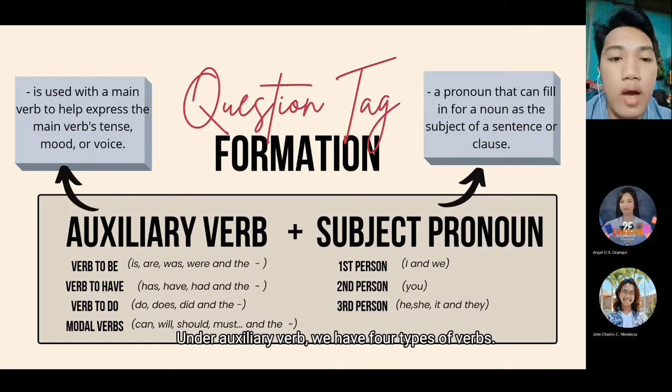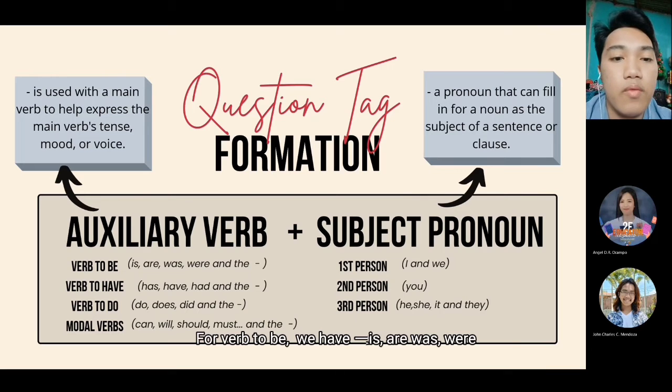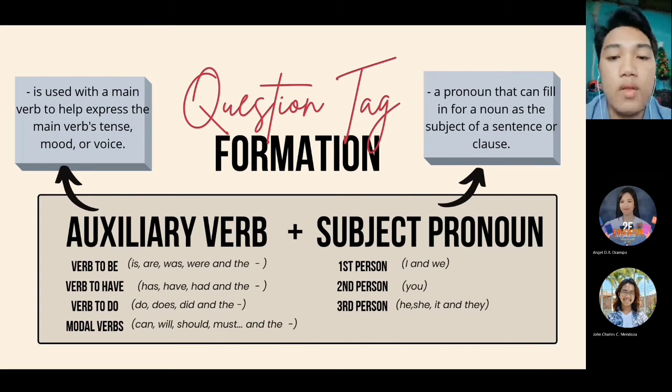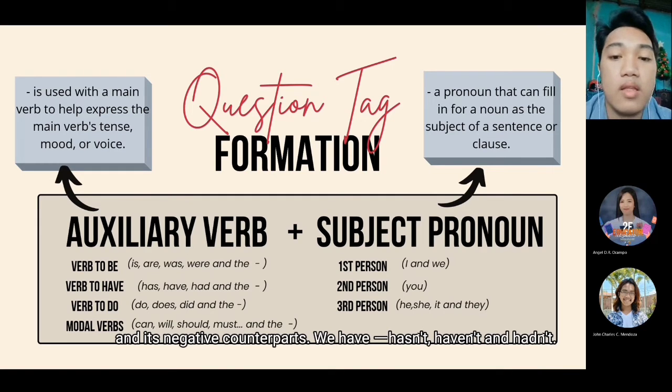Under auxiliary verb, we have four types of verbs: verb to be, verb to have, verb to do, and modal verbs. For verb to be, we have is, are, was, were, and the negatives: isn't, aren't, wasn't, and weren't. For verb to have, we have has, have, had, and its negative counterparts. We have hasn't, haven't, and hadn't.